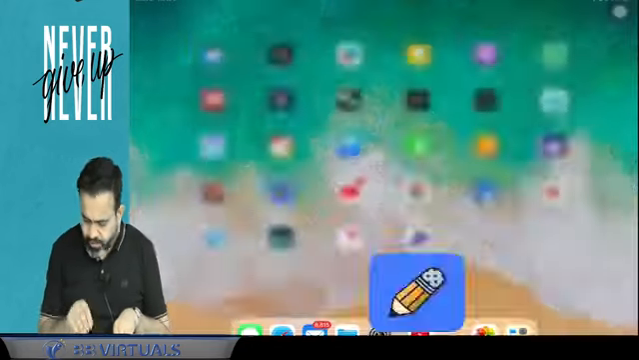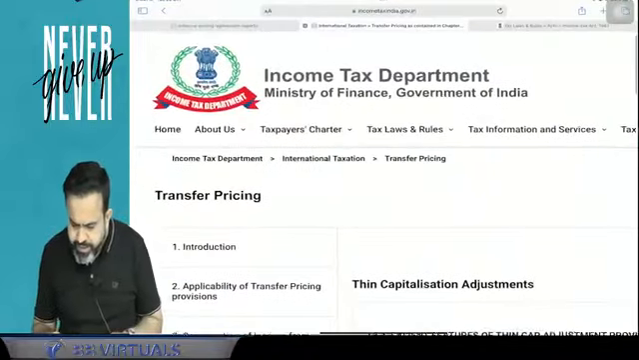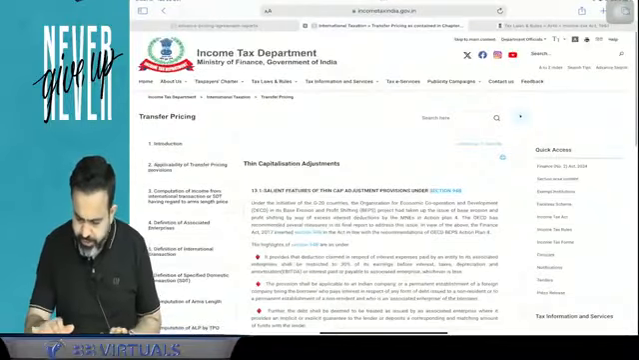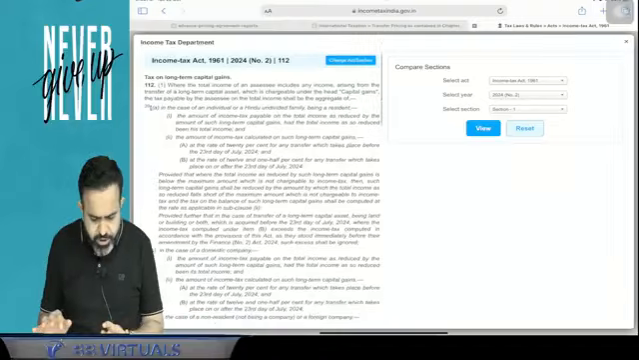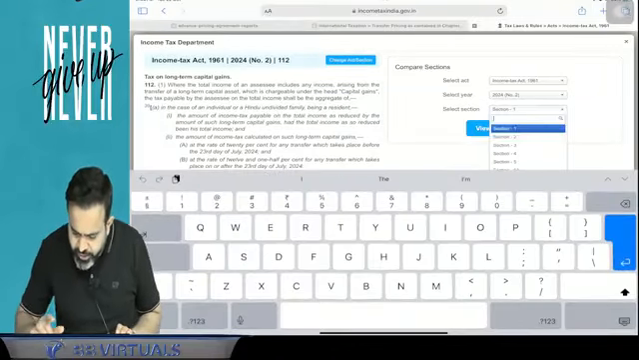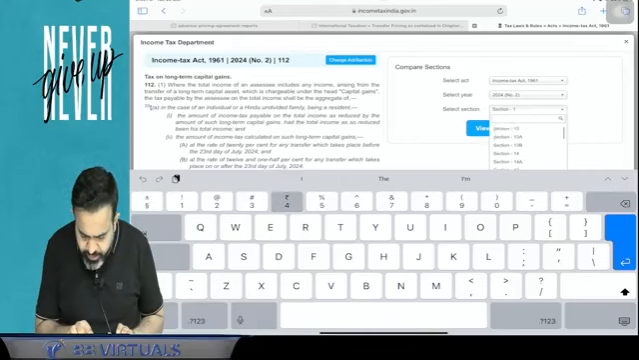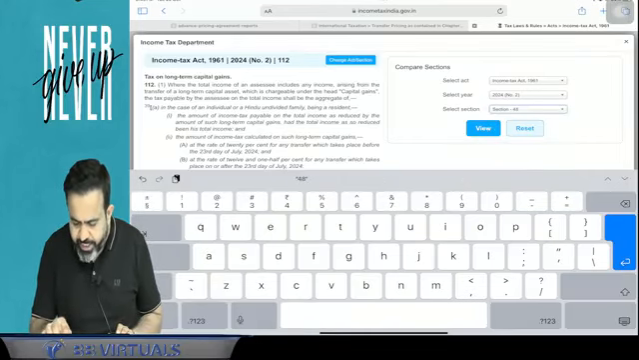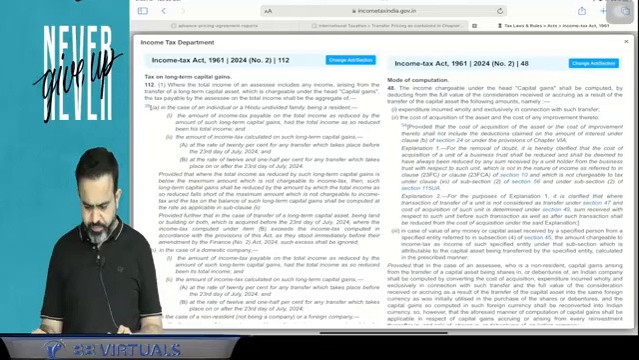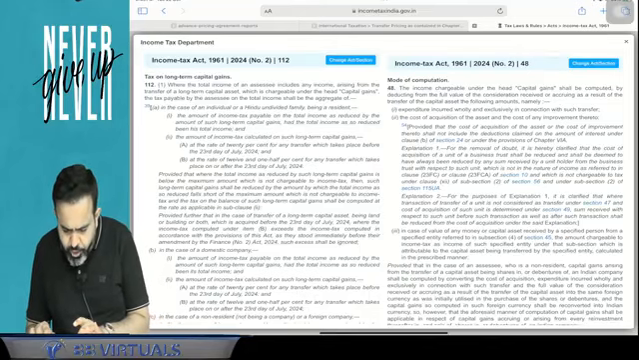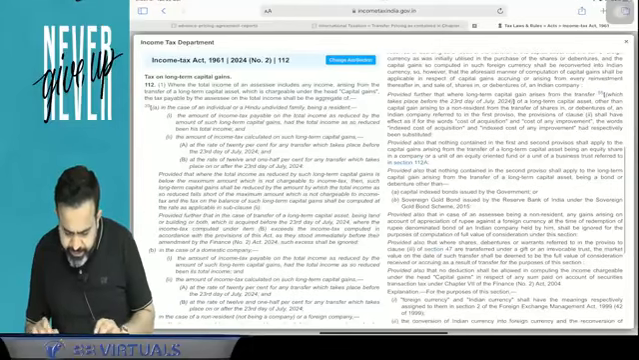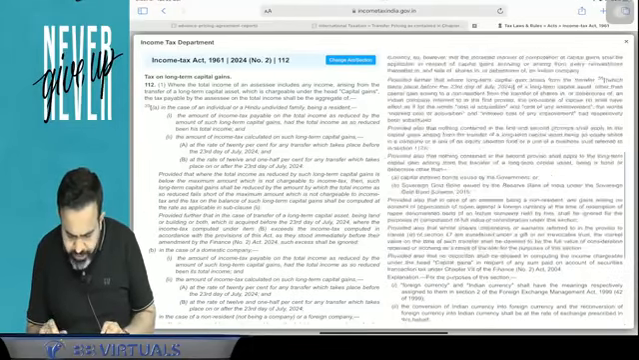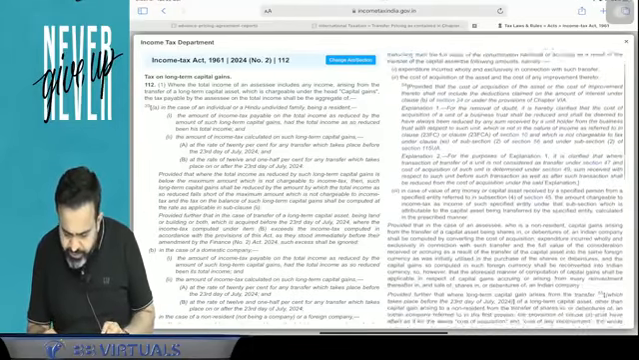Why is it so? Because if we see the law, this is the law. I am showing you section number 48, which is the computation of capital gain. In the computation of capital gain there is a second proviso, and what this second proviso says, try to understand.